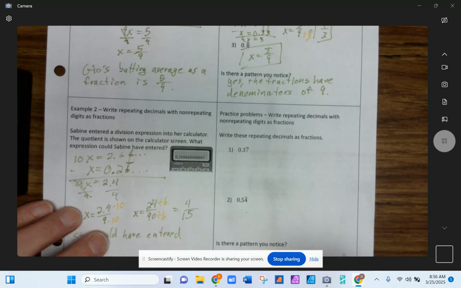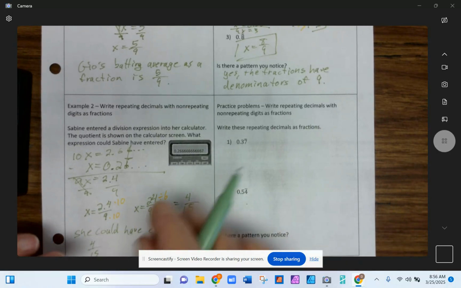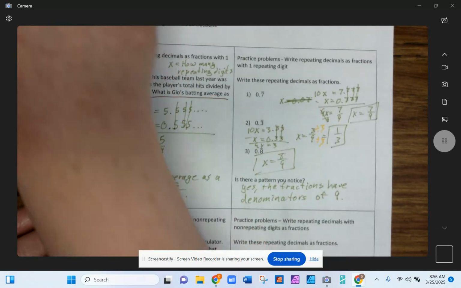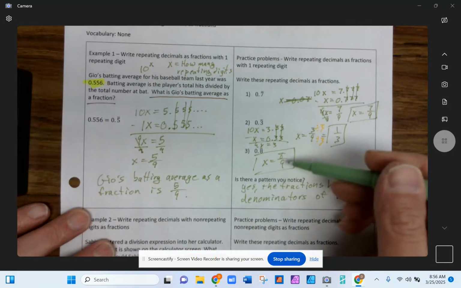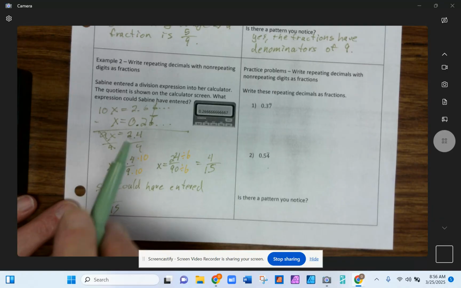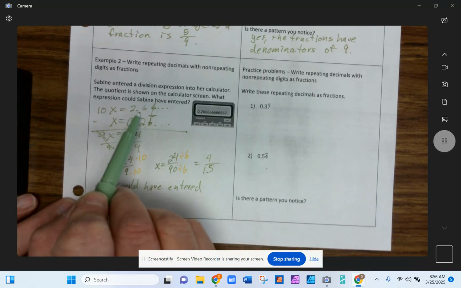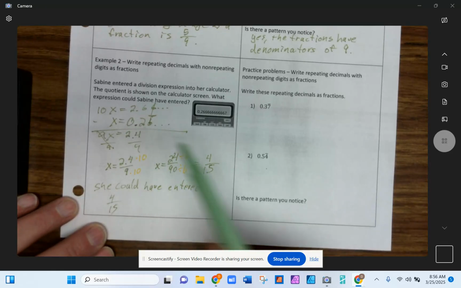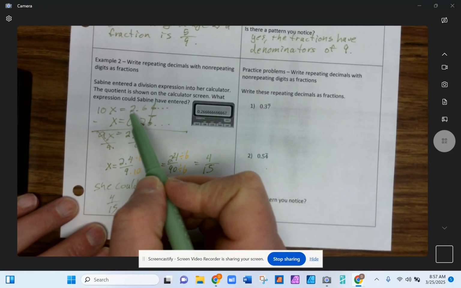Now we've got 2 problems like this. Again, it's not as straightforward as when you have 1 repeating digit and nothing else, right? Because you can just put it over 9 and be done with it. This one you'd be like, oh, just put it over 90 and be done with it. But remember, right, this is 24 versus 26, or 2.6, right? And the reason is because you have that extra 2 in there that's not repeating.